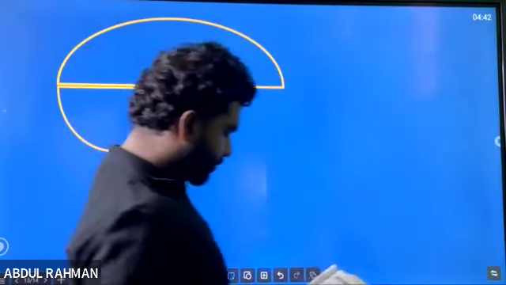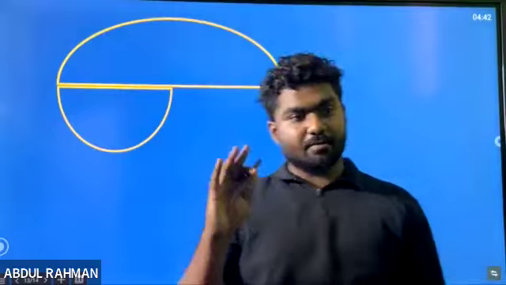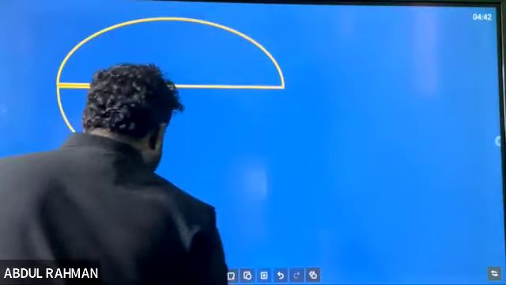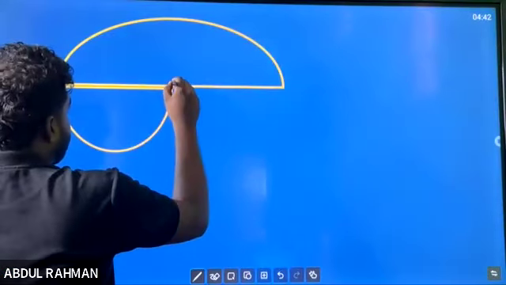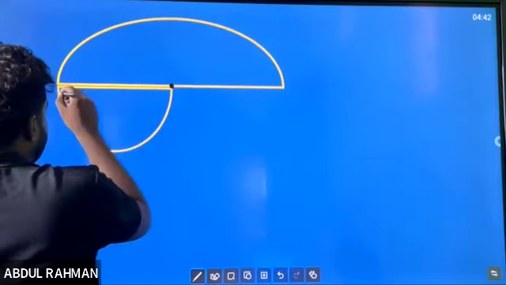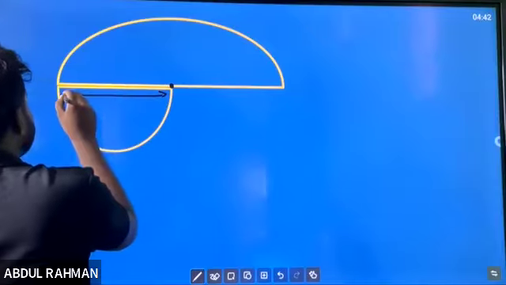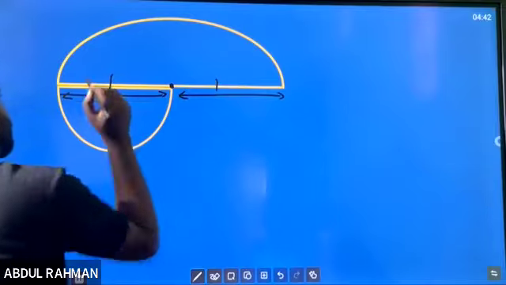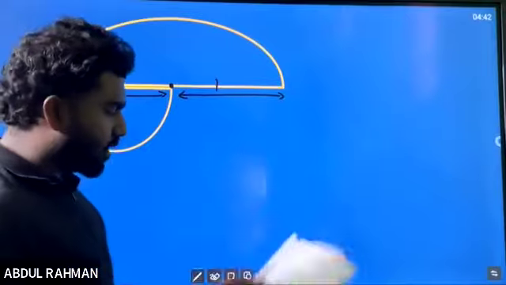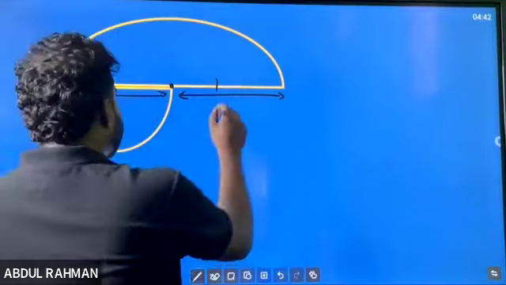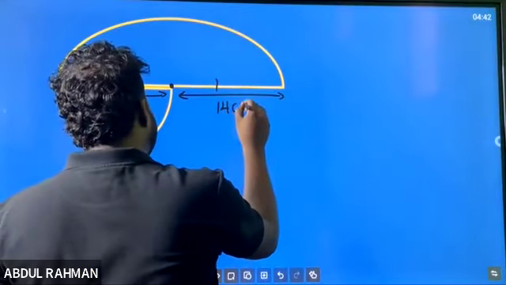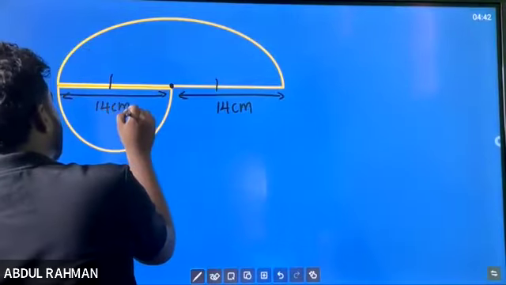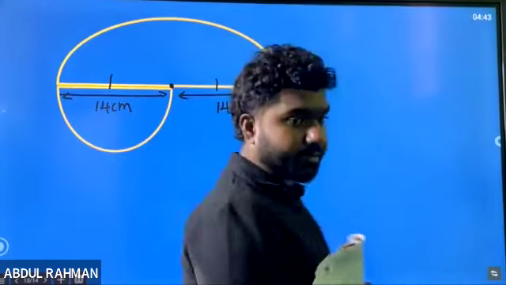Hari, look at the board. Now they have given a very nice diagram. Now they have said this is the center of the circle and this length is equal to this length. That's why they have given two equal marks here. And they have said this length is equal to 14 centimeter. If this is 14, this is also 14 centimeter. Yes or no? Yes.